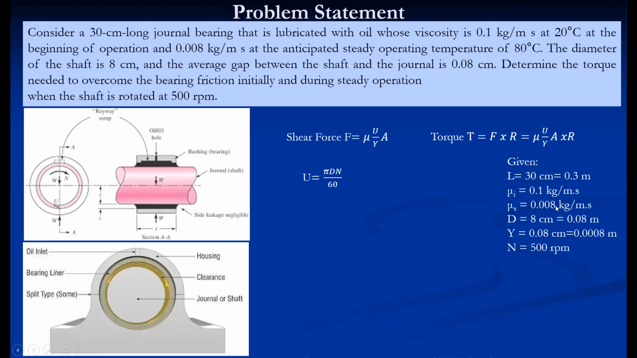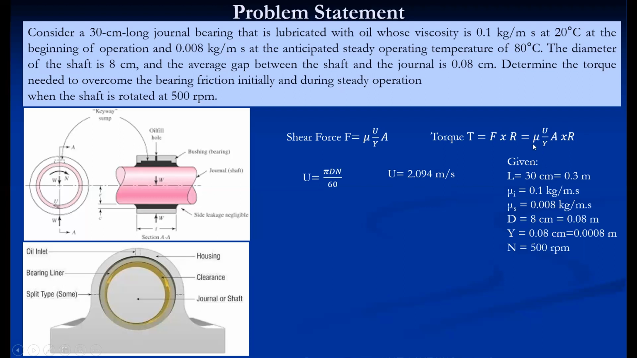Then the steady state viscosity is also given. The diameter of the shaft is 0.08, the distance Y is also given, and the RPM is given. So the area is pi dl, so that is pi. So the velocity comes to 2.094 meter per second. So obviously all the parameters are known to us.